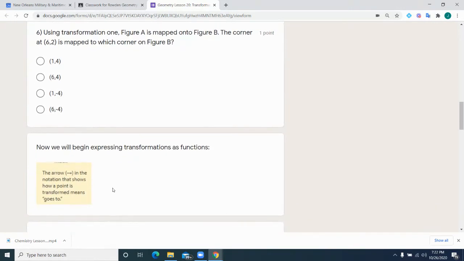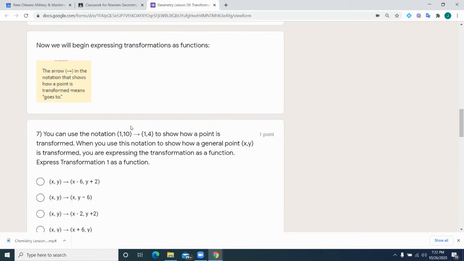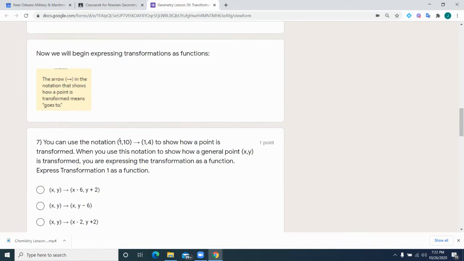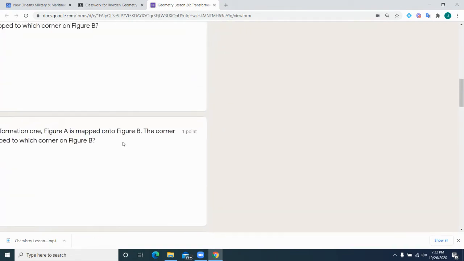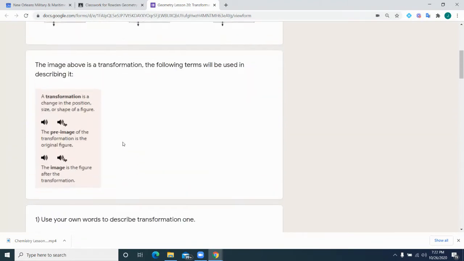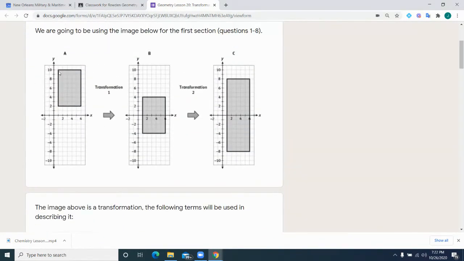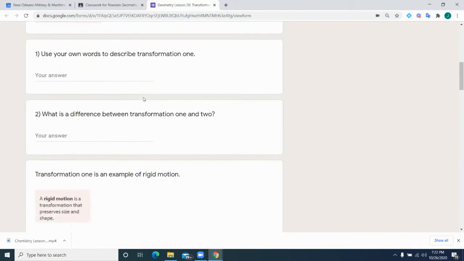What we're going to start doing is writing these as expressions. When we do that, you're going to have an arrow, and the arrow basically means it goes to. So you could write (6, 2), arrow, which means goes to, (6, -4). Look, you can say (1, 10) goes to (1, 4). That shows that the point (1, 10), let's go back up to this, sorry for getting dizzy, me moving up and down so much, goes down here to (1, 4). That's where it goes when we do the transformation.